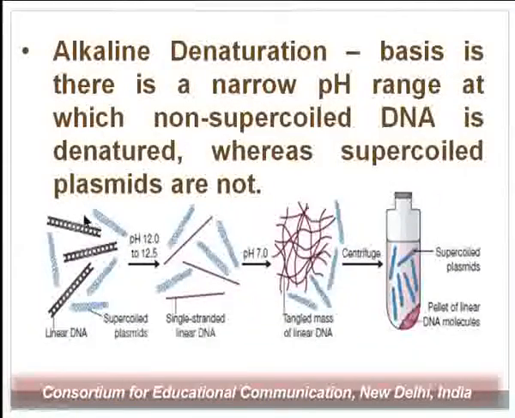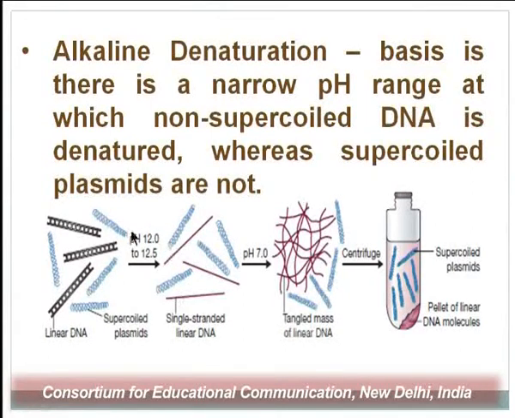Now, by altering the pH of the solution, the larger linear forms, or the non-supercoiled forms, will denature in that very narrow range, whereas there will be no effect on the supercoiled form. That is what is used by the alkaline denaturation method. For example, this is a total cell DNA, a schematic representation. This total cell DNA contains the plasmid DNA as well as the linear genomic DNA, or the chromosomal DNA.